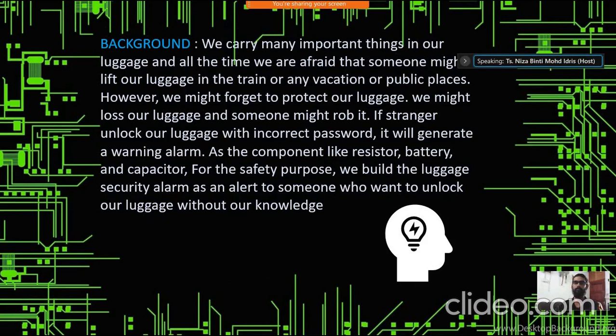We carry many important things in our luggage, and all the time we are afraid that someone might leave our luggage in the train or any vacation or public place. However, we might forget to protect our luggage. We might lose our luggage and someone might rob it. If a stranger unlocks our luggage with an incorrect password, it will generate a warning alarm. With components like resistor, battery and capacitor, for safety purposes we build the luggage security alarm as an alert to someone who wants to unlock our luggage without our knowledge.